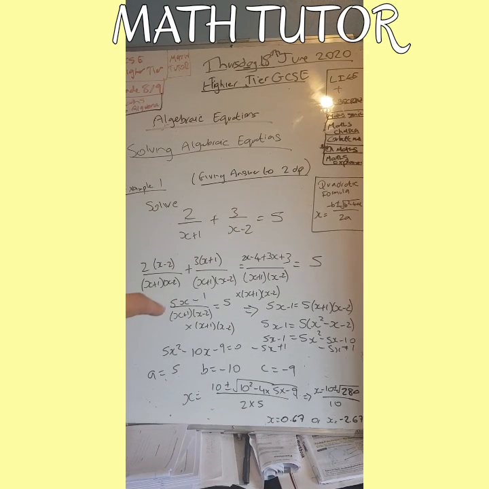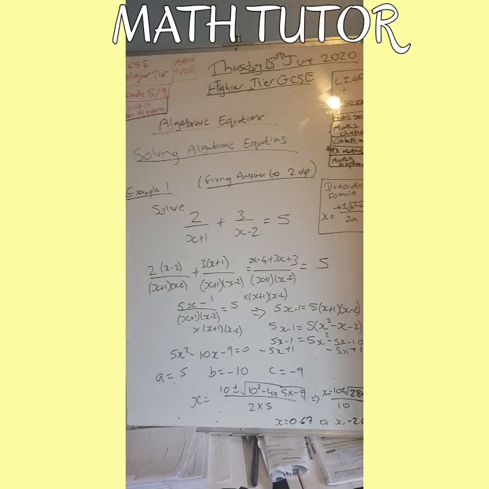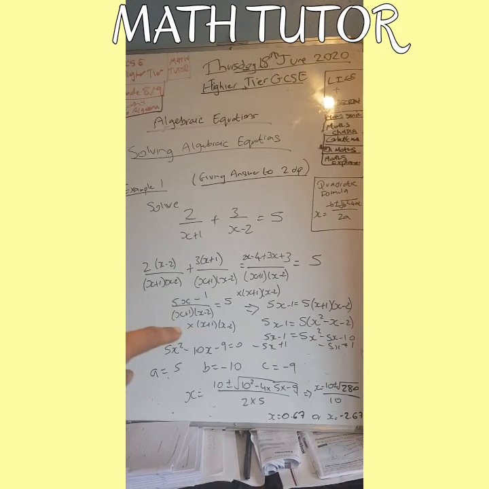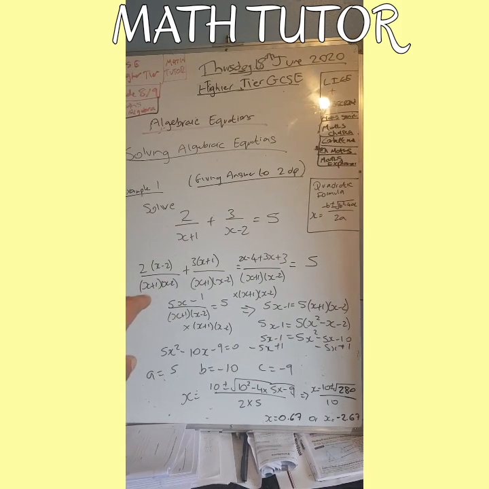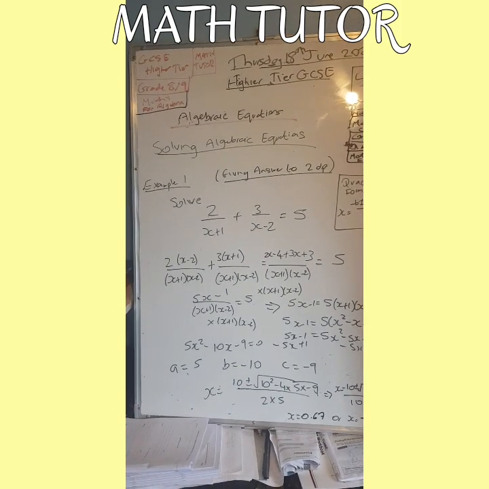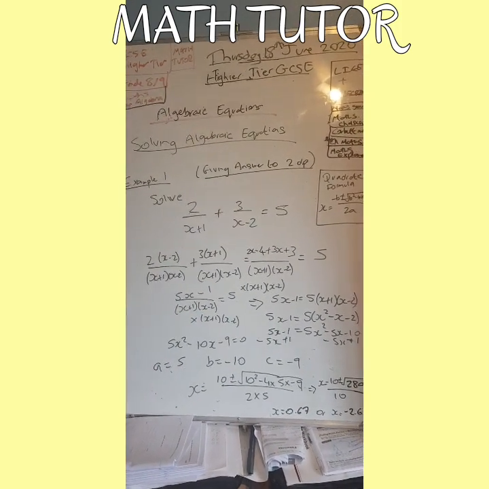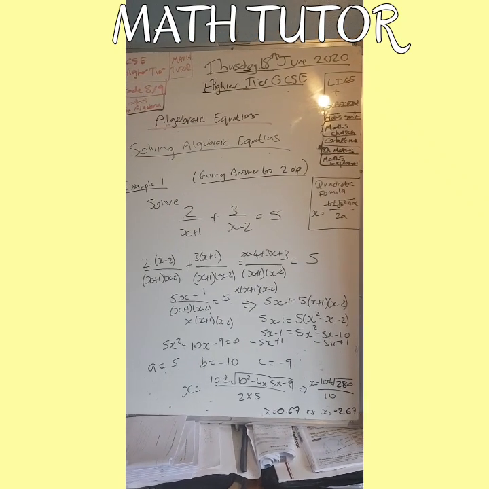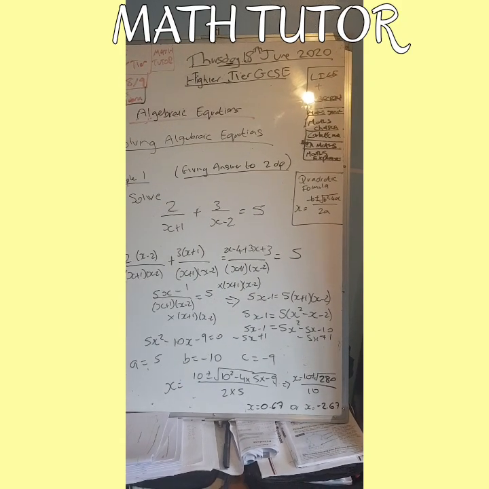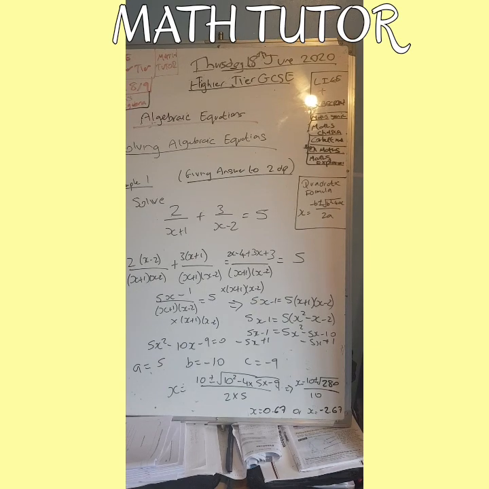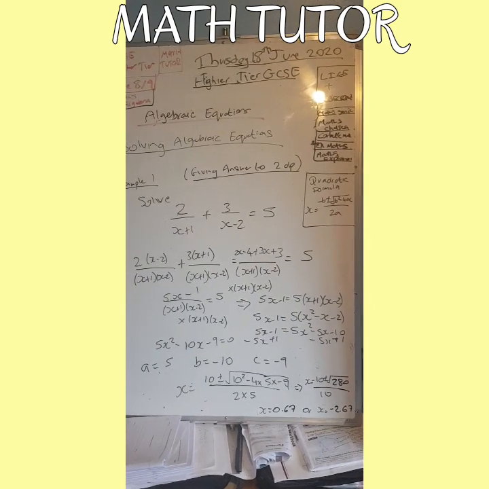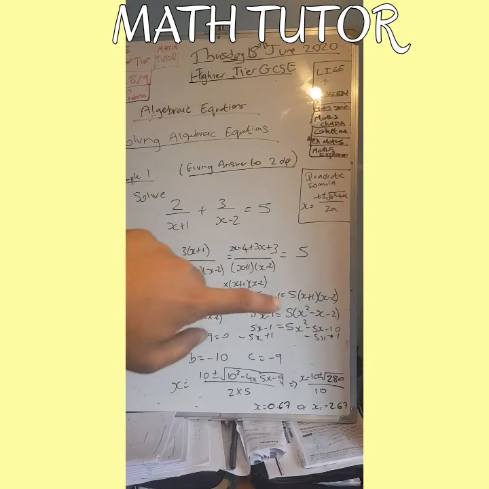I would then cross multiply by x plus 1, x minus 2 on both sides of my equation, because I want to get rid of the fraction on the denominator. So I do the opposite, which is to multiply by x plus 1 and x minus 2. Then it goes to 5x minus 1 equals 5 brackets x plus 1, brackets closed, brackets open, x minus 2, brackets closed. I would then expand the right-hand side of my equation.